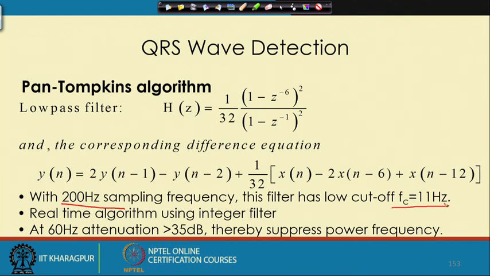And they have used this integer filter for the real time operation. Attenuation at 60 Hertz would be more than 35 dB, and that is why this separation is good enough, and we do not need any more notch filter in this case.